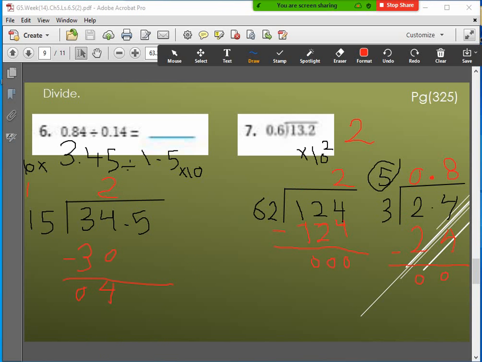But before that, what I have to do, Reem? Yes, what I have to do before I take the 4 down, where? Up. So after that, I will take the 4, the 5, sorry. Now the number becomes 45. 45 divided by 15.